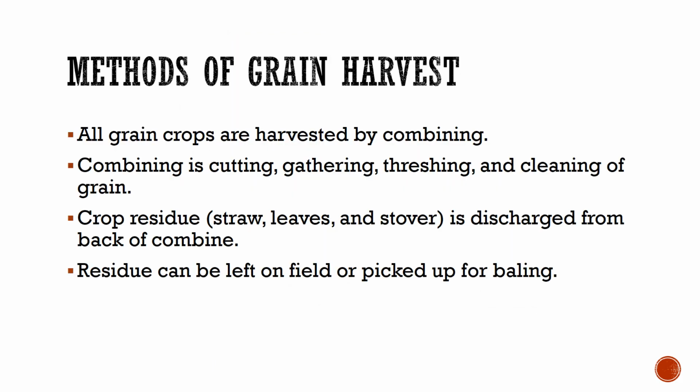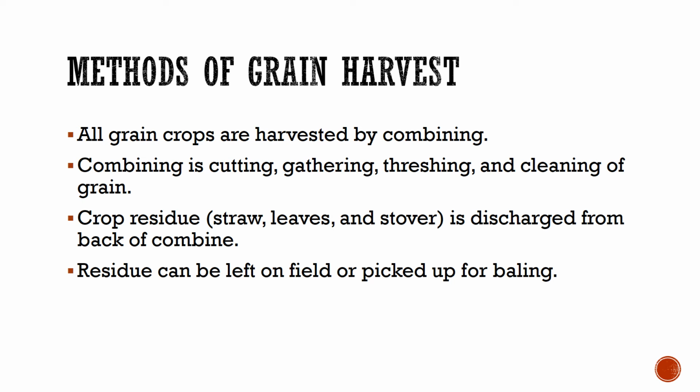All right, so methods of grain harvesting. All of the grain that we harvest is harvested by a combine. That combine might have a different grain head for different types of crops, but it's usually always a combine, and I'll show you a picture of that in just a second. That combine is cutting, it's gathering, it's threshing, and it's cleaning the grain all in one. So that big machine is doing all of that. Pretty neat to see in a field.